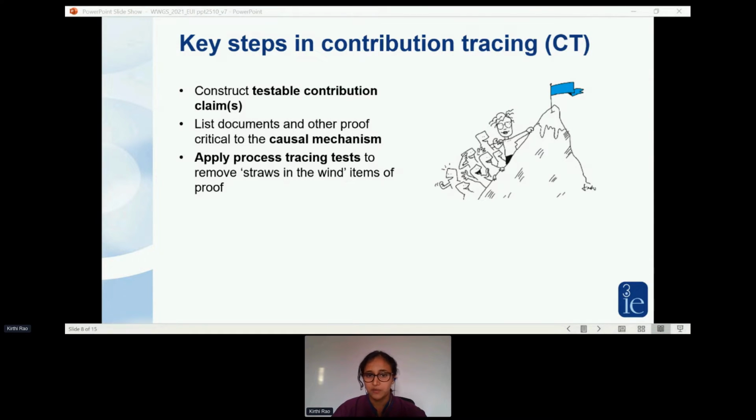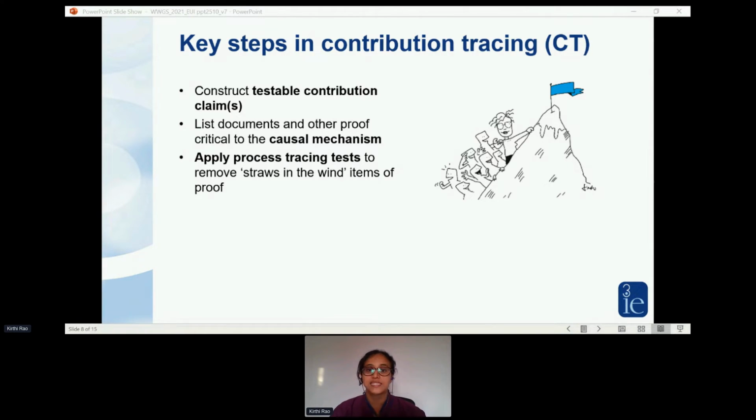What I mentioned earlier, in listing only critical items of proof, we're basically applying the process tracing logic to consider which items of proof are absolutely necessary and expected for our contribution claim, which items of proof are sufficient in confirming our contribution claim, and which items of proof that we initially listed could just be straws in the wind and don't necessarily help to confirm or reject our contribution claim. They are just additional information which we don't actually need to go collecting.